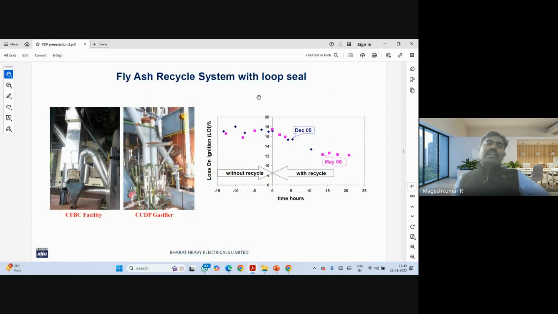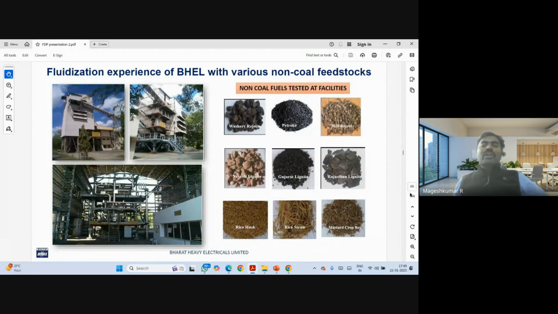So this is a fly ash recycle system with an open seal. For whoever has seen gasification, it is not done only for coal, definitely not. We can gasify rice husk, rice straw, mustard crop residue, lignite, and even biodegradable waste. So gasification can be done on anything.